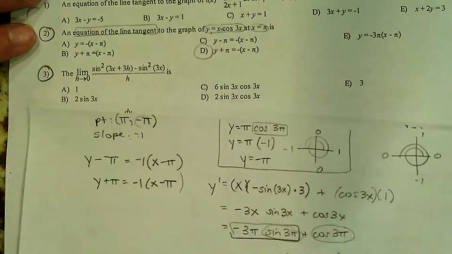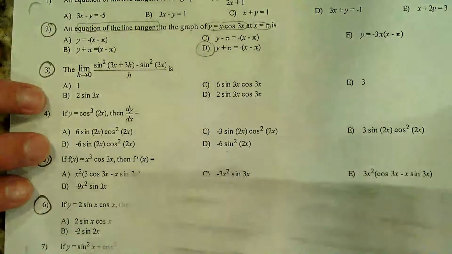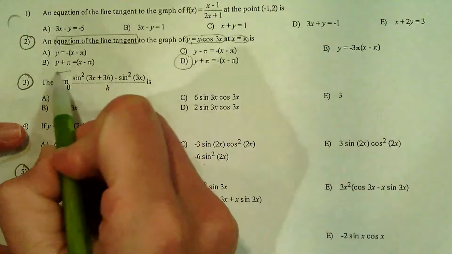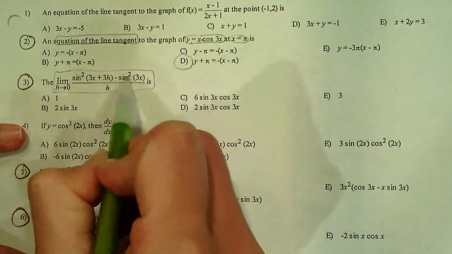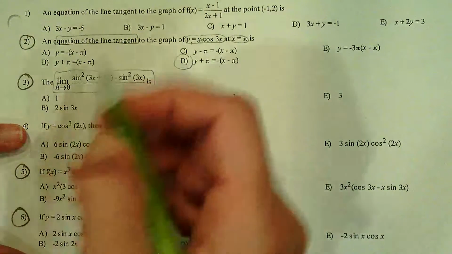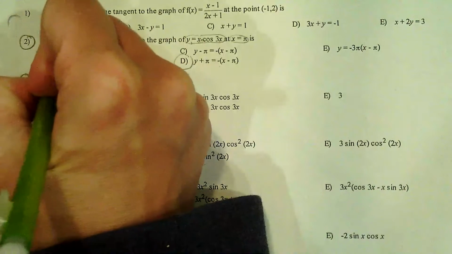Then you have me moving to number 3. Now number 3 I'm not going to do on a separate sheet of paper. I'm going to do it right here. Because this is the limit as h approaches 0 of f of x plus h minus f of x all over h. That is the long-winded definition of the derivative. That is f prime of x equals.